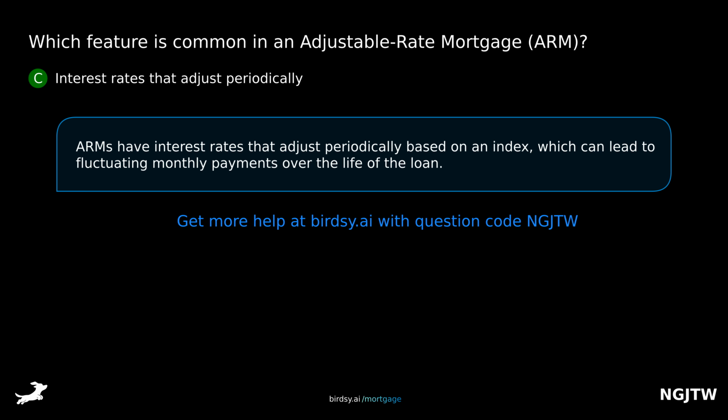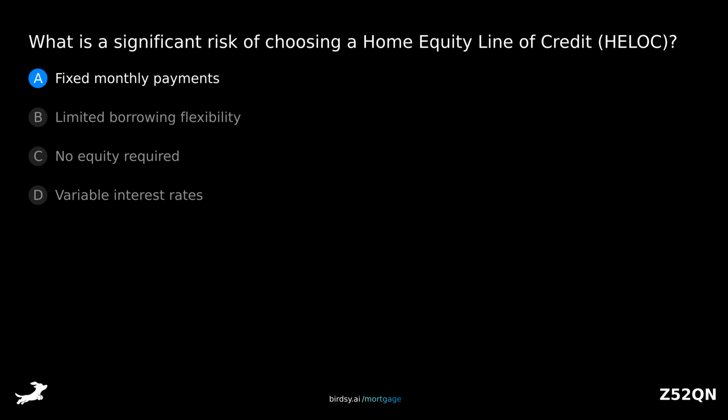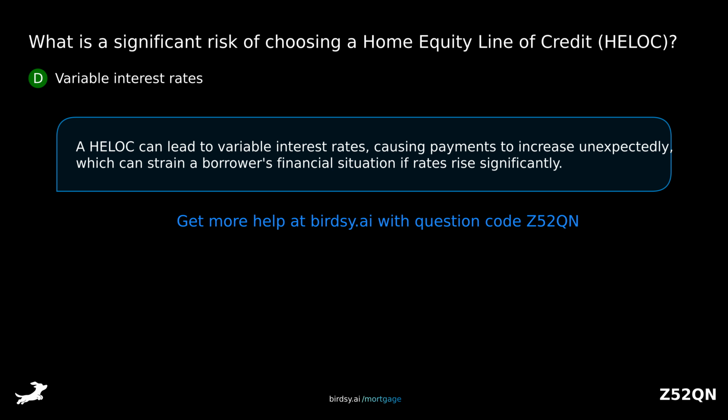life of the loan. What is a significant risk of choosing a home equity line of credit? Is it A, fixed monthly payments? B, limited borrowing flexibility? C, no equity required? Or D, variable interest rates? The answer is D, variable interest rates. A HELOC can lead to variable interest rates, causing payments to increase unexpectedly, which can strain a borrower's financial situation if rates rise significantly.